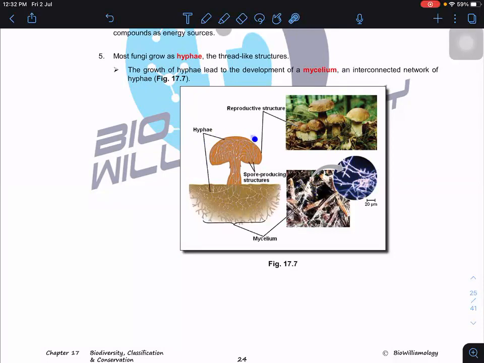The whole thing is the reproductive structure, producing the spores. Those are the threads. So when you look at a mushroom, you can take out one thread by thread. Can you see that? It's not a whole structure, but you can take it out thread by thread.